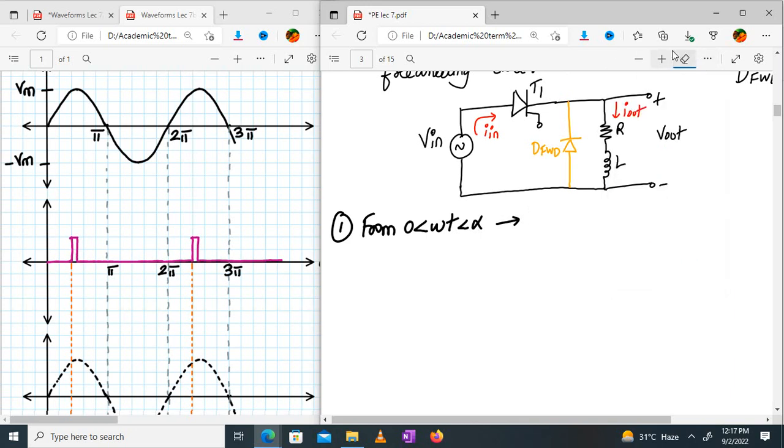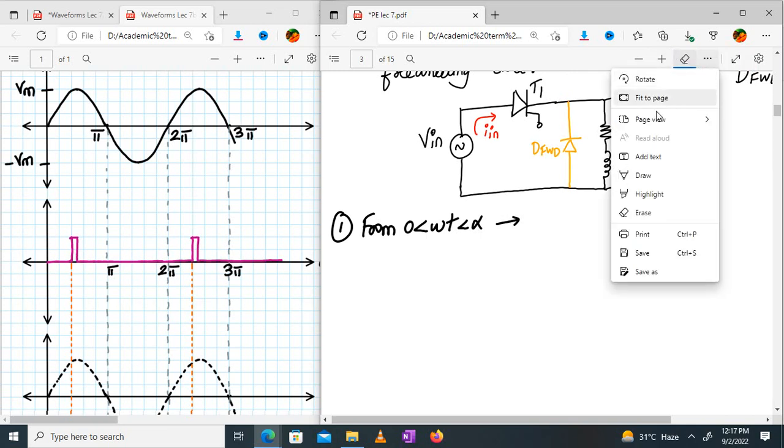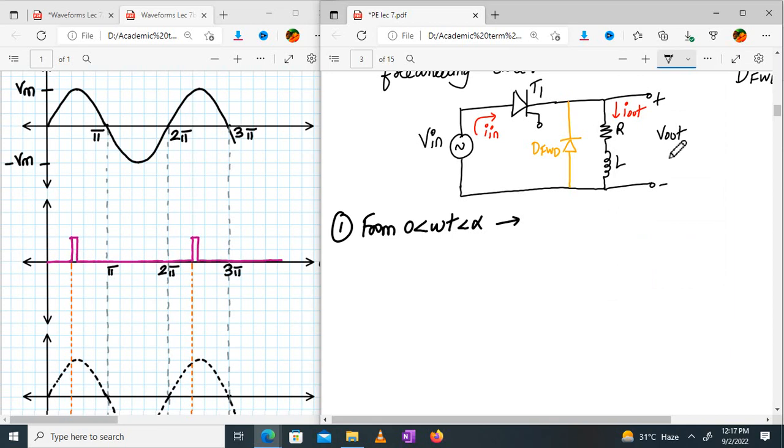Off, meaning it can be two varieties of off. If my SCR is in reverse blocking mode, even if I apply a gate trigger, it will not turn on. It should be forward biased, right? So SCR is in the forward blocking mode. That means SCR is off, and when it is off, it is behaving as an open circuit.